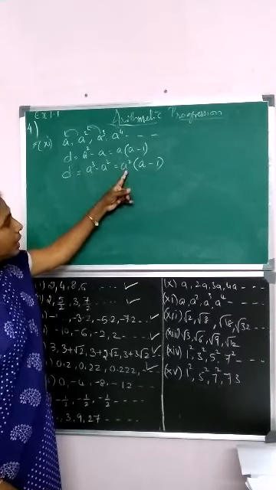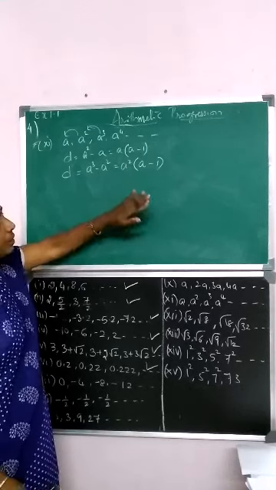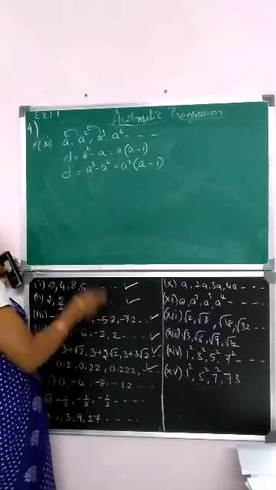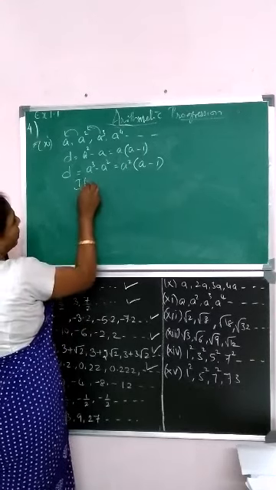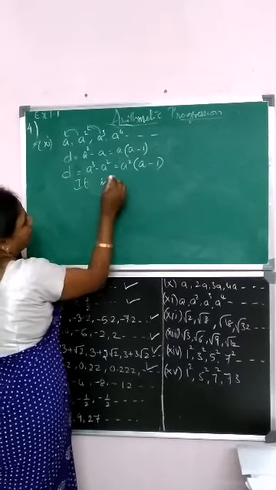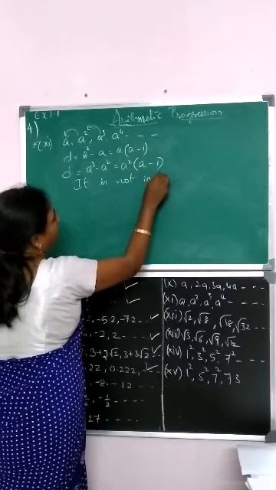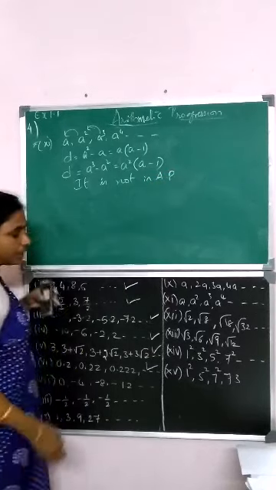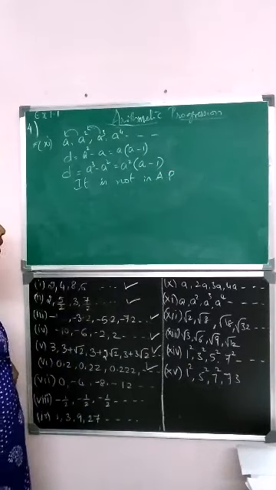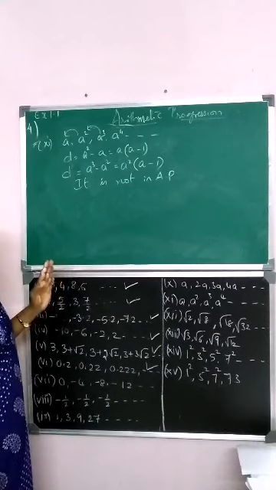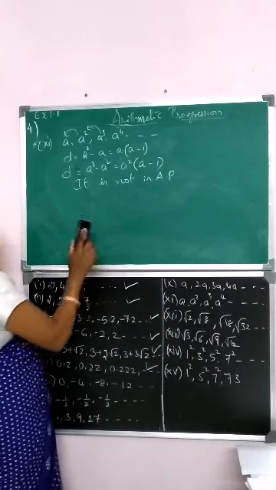ಇಲ್ಲಿ a ಇದೆ, ಇಲ್ಲಿ a square ಇದೆ. ಹಾಗಾದ್ರೆ ಇದು not fixed. So it is not in AP ಅಥವಾ it does not form AP ಅಂತ ಹೇಳಬೇಕು. It is not in AP. ಆಯ್ತಾ? ಇವಾಗ 11th one ಕೂಡ ಆಯ್ತು. It does not form AP ಅಂತ ಆಯ್ತು.